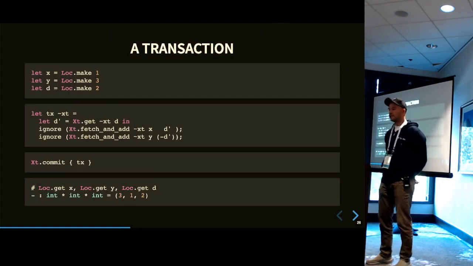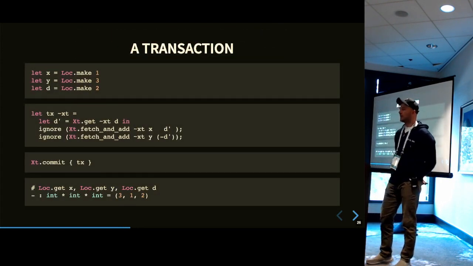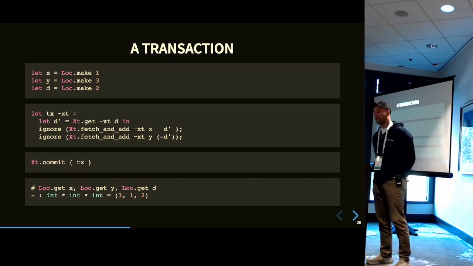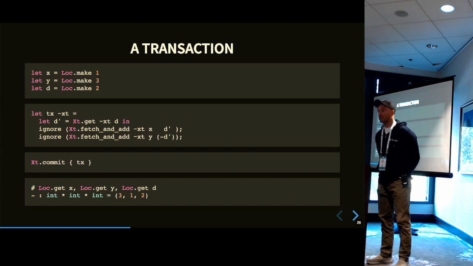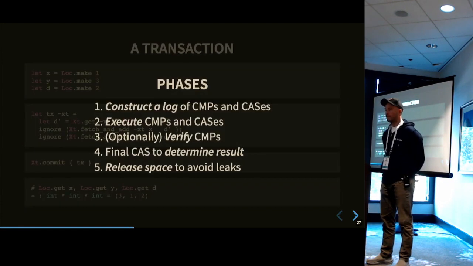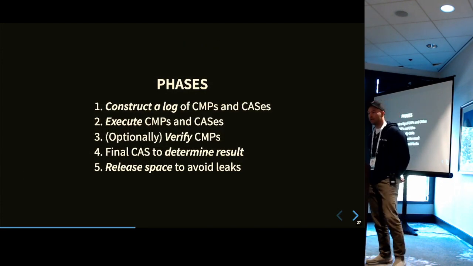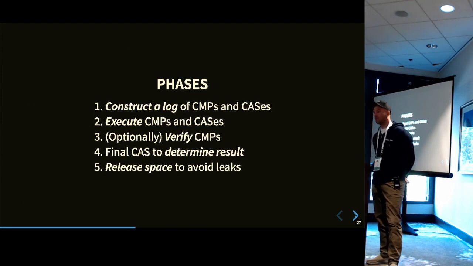So here is a simple transaction that reads the location D and then adds the value of D to the location X and subtracts it from the location Y. Let's look at how this transaction runs in more detail. As an overview, here is a list of phases that the transaction goes through. We will now go through the phases.